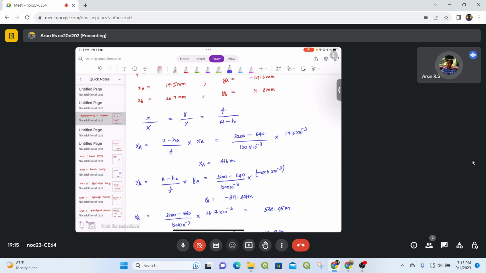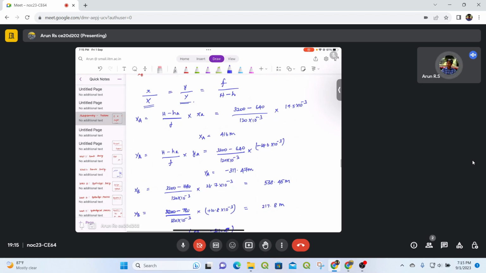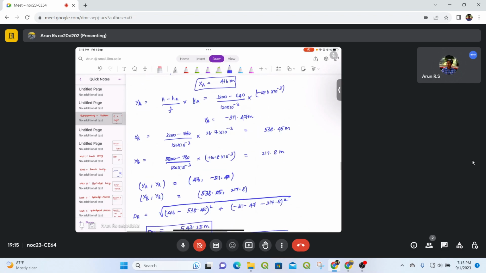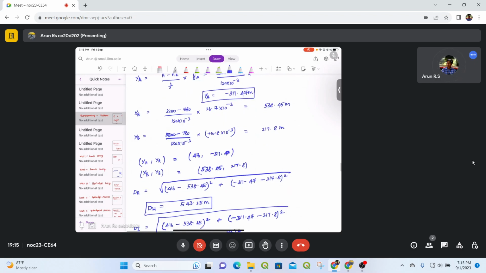From the scale concept, we have seen how we can find the coordinate on ground. So the first step in this problem is to find the coordinates on the ground. For the point A, capital XA is equal to H minus ha divided by your focal length into your photo coordinate xa. So you will get your capital XA, and similarly for YA also you can get the capital YA, and for xb and yb, this also you will be able to find.